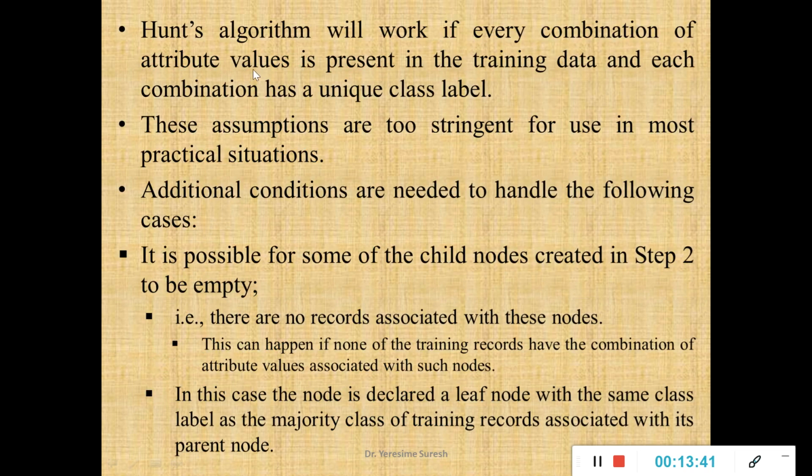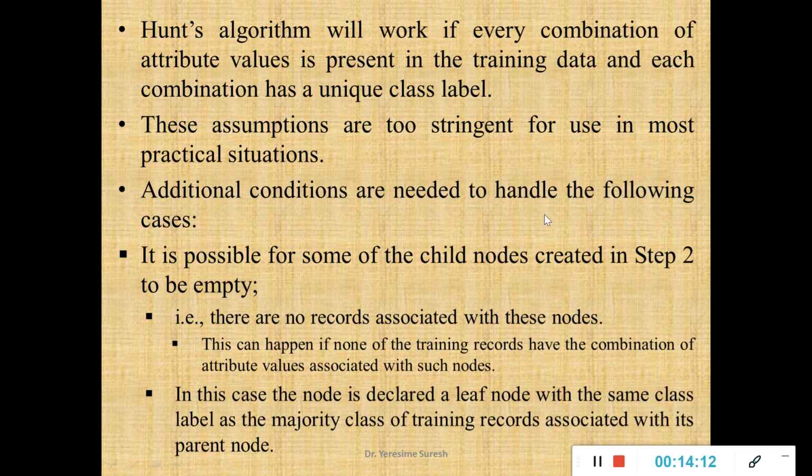That is what I call it, as each combination should have a unique class label. Repeated instances and their respective class labels should not exist. Then your Hunt's algorithm will probably work. And this is very practically not possible because these assumptions are too stringent. There might be instances wherein all the subject marks will be equal, a student will be declared as pass. Fine. Such type of instances are more. So your Hunt's algorithm is not suitable in such cases.